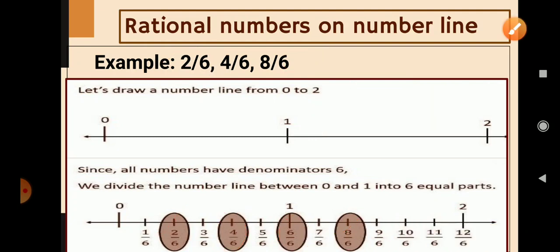So this is the main, simple hint: by looking at the denominator, just part the number line. If it is 5, then 1, 2, 3, 4, 5 will be 1. Next 1, 2, 3, 4, 5 will be 2. 1, 2, 3, 4, 5 will be 3, like that. If they ask for 3 by 5, you start from the first part: 1, 2, 3. The third part will be 3 by 5. Clear? So this is how you represent rational numbers on the number line.